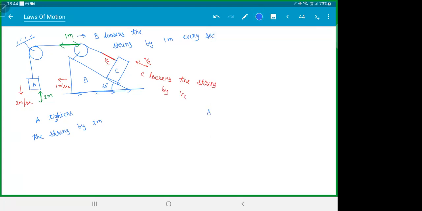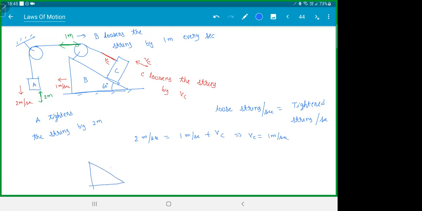So the amount of string that is becoming loose per second should be equal to the string that is becoming tight, because the total length is constant. You have to visualize this. So if you can clearly see here, how much should that be? So 2 meters per second is the string which is becoming tightened, and it is 1 meter per second plus VC. So from here, we get VC is equal to 1 meter per second. But this is not the full answer. What is this? This is the velocity of C on the incline.